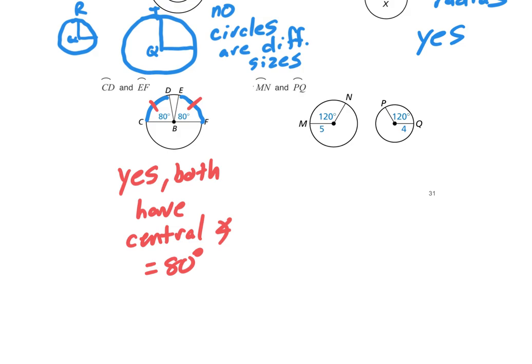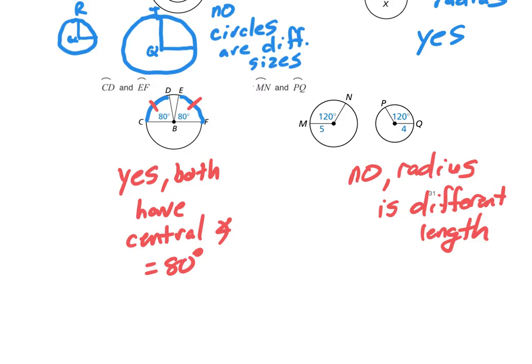Okay, on the last one here, are these two circles the same size? Why not, Cora? Radiuses are different. So here we would say no. Radius is different.